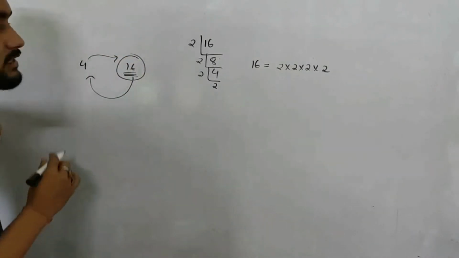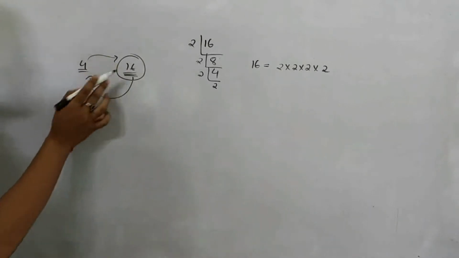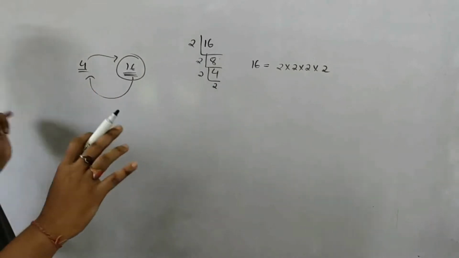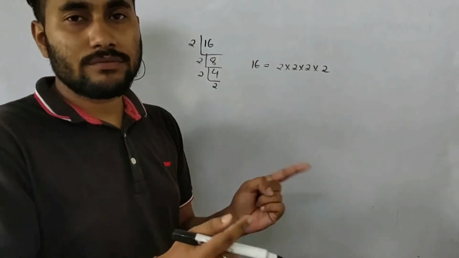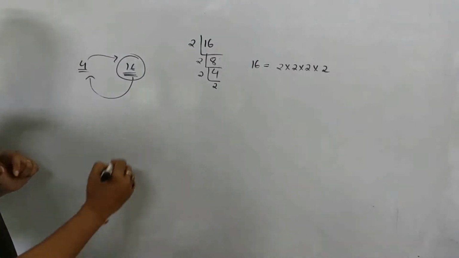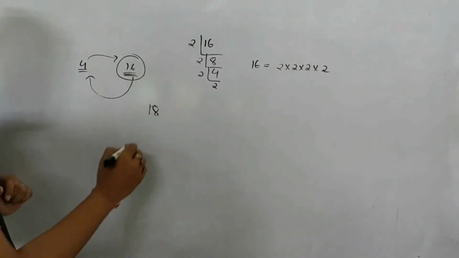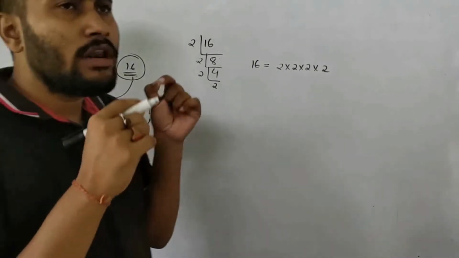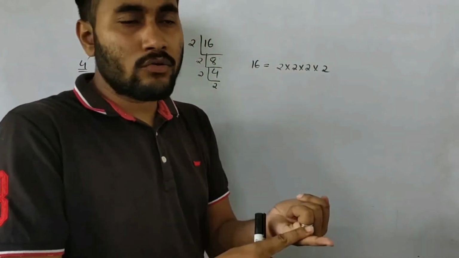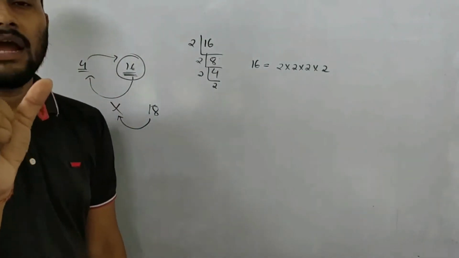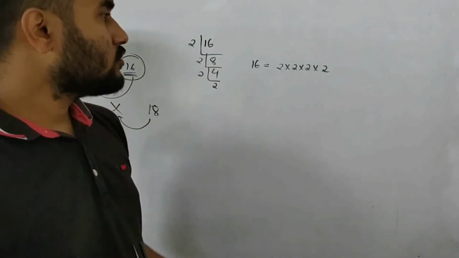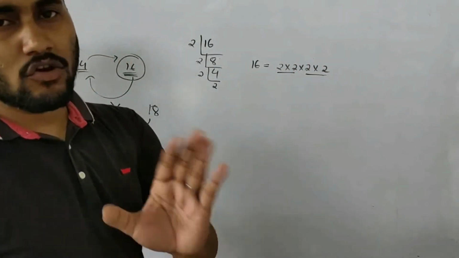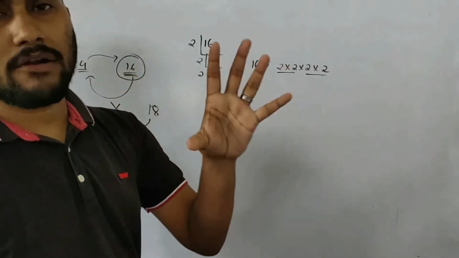What is the square root of 16? 4. What is the square of 4? 16. What is the square root of 16? 4. Understood? If it is a perfect square, it will have a square root. And if it is not a perfect square, like 18, it will have no square root. Understood? In the name itself, perfect square or square root, what is common? Square. And square means 2, so it will be pairs of 2. You see? Pair and pair. If it is not in pairs, then it is not a perfect square.